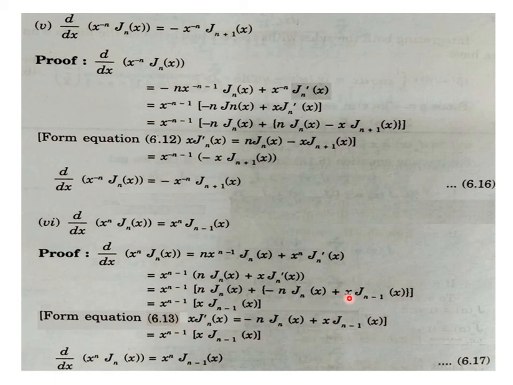Now we are left with only one term in the bracket, x Jn minus 1 (x), multiplied with x power n minus 1 already available outside. So finally, by combining these, we have x power n into Jn minus 1 (x), the required right hand side of the sixth recurrence relation, and equation 6.17 represents the sixth recurrence relation. So equations 6.12, 13, 14, 15, 16 and 17, these six equations which we derived in two lectures, the previous one and the current lecture, are all the important recurrence relations.